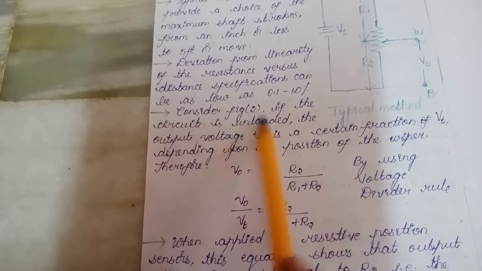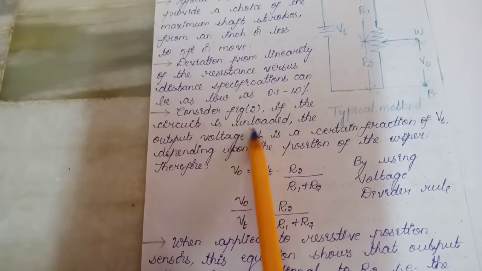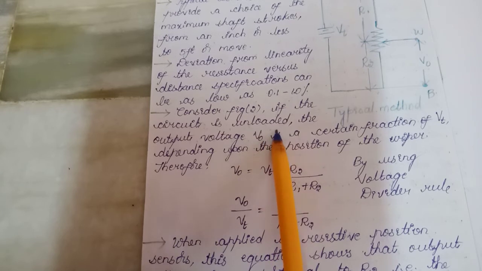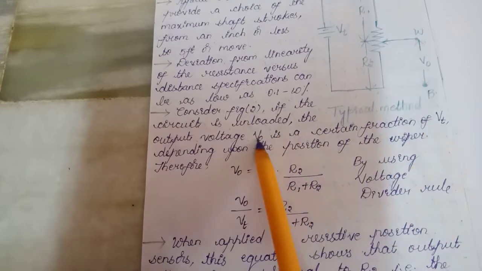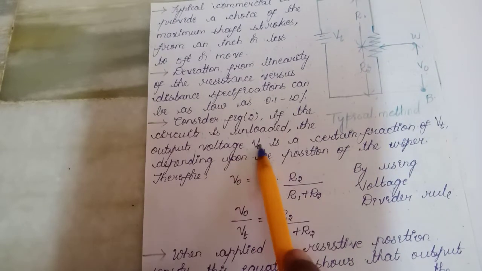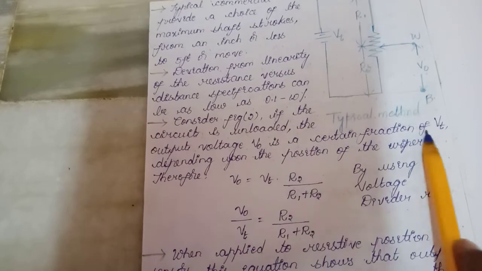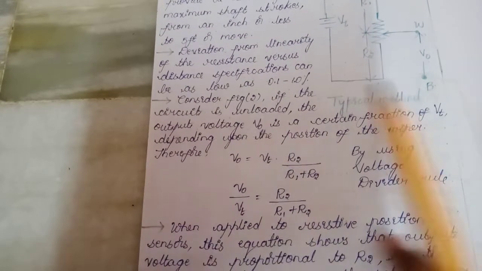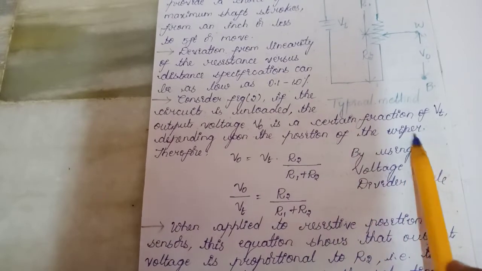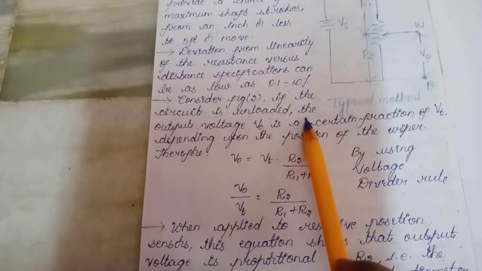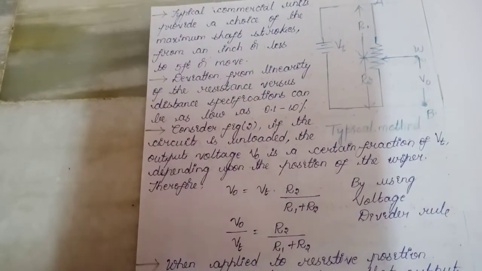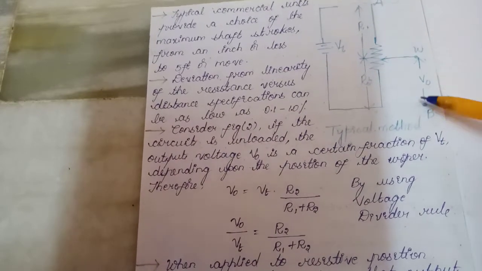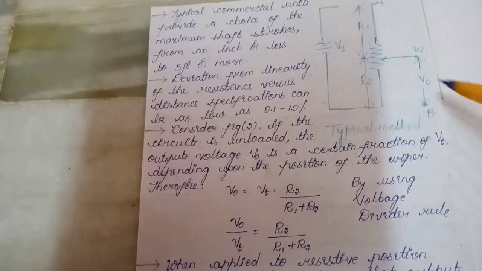Consider figure 2. If the circuit is unloaded, meaning there is no load such as a voltmeter or display unit connected to it, the output voltage V0 is a certain fraction of VT, the input voltage, depending on the position of the wiper. It is like a circuit, so we are going to apply the voltage divider rule to this circuit.